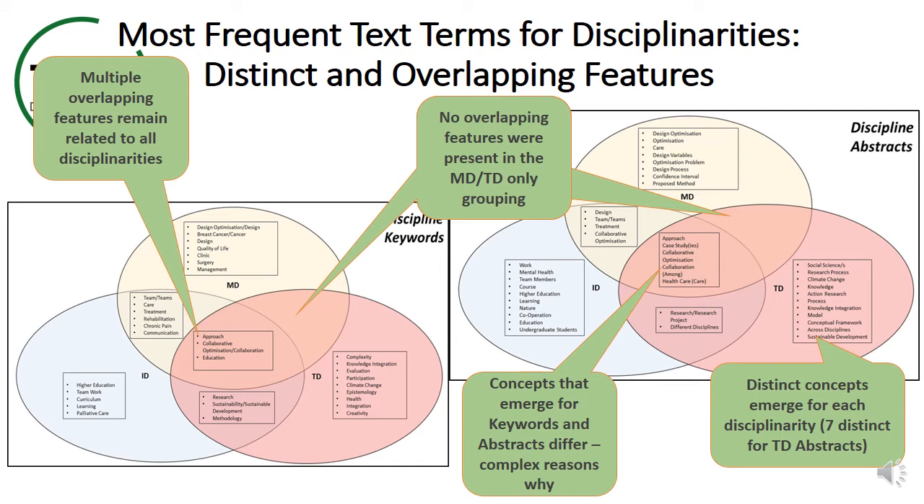A significant finding is that distinct concepts emerge for each disciplinarity. Of note, 7 are distinct in the transdisciplinary abstracts alone, such as social science, knowledge, and process. It is worth mentioning that while this representation uses the top 15 most frequent terms, increasing the frequency distances and using the top 30 text terms would present similar findings, and this demonstrates the strength of any correlations that appear.